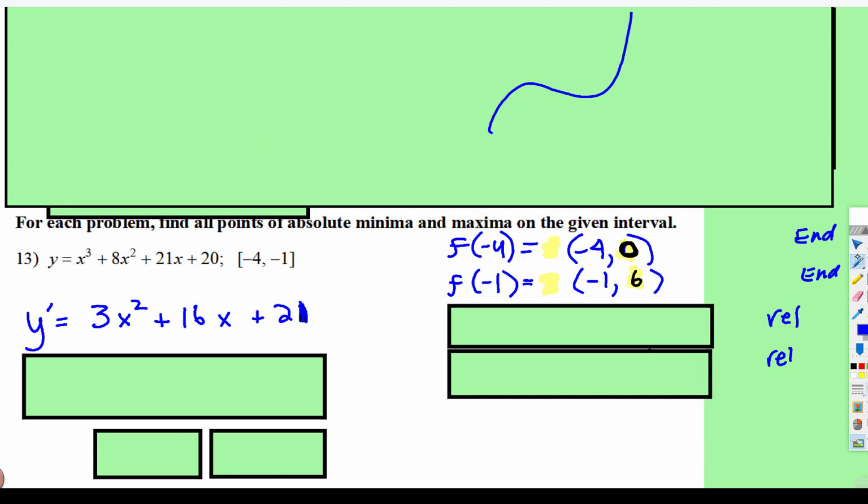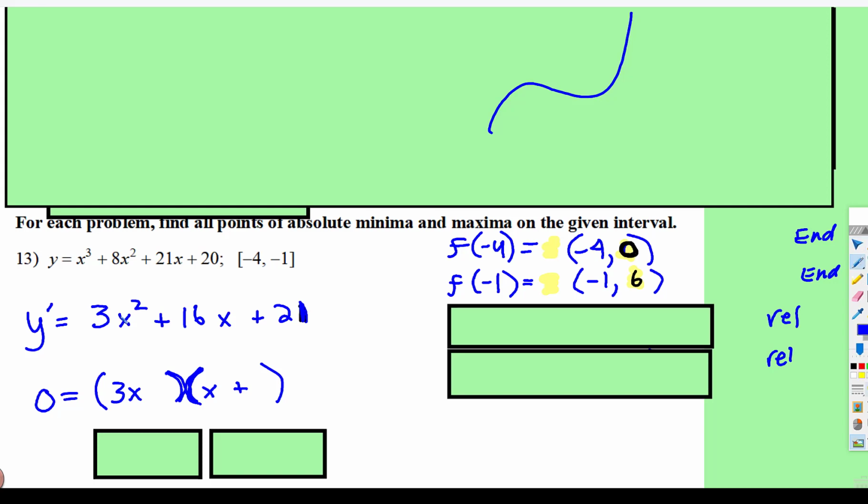So we take the derivative of the original function. So 3x squared plus 16x plus 21. Now we're going to factor that. Since 3 is prime, 3x plus something times, in the second set of parentheses, x plus something, and I'll put blanks under the something.